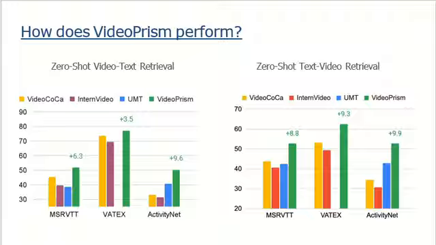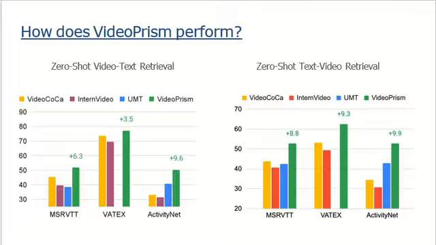Now switching to text-to-video retrieval, which is on the right, VideoPrism gives plus 8.8 on MSRVTT, plus 9.3 on VATEX, and plus 9.9 on ActivityNet. So we can clearly see that this is a two-way street where VideoPrism is driving in both directions, video-to-text and text-to-video, with very high accuracy. So what this tells us is that the model is not just watching the videos but actually understanding them in a language-aligned way.